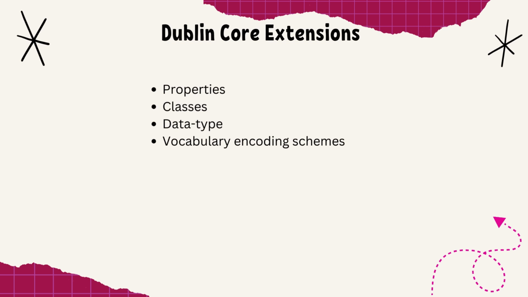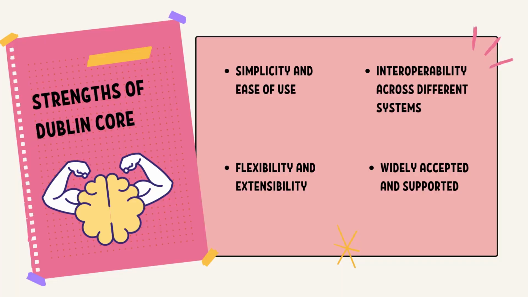Now we're going to be discussing the strengths and weaknesses of the Dublin Core metadata scheme. So let's begin and first look into the strengths. We're going to begin with the simplicity and ease of use. Dublin Core is designed to be simple, making it easy for users to understand and implement without requiring extensive technical knowledge.